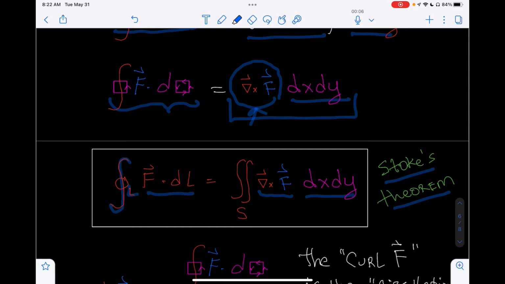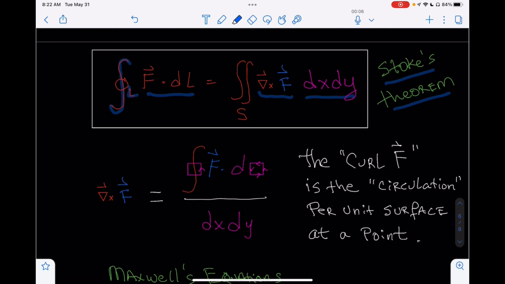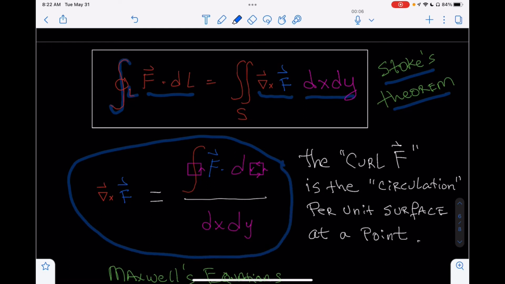But the key here is to remember that the curl, right, is defined as the circulation per unit surface at a small point. And if you remember this right here, that's all you need to remember. If you remember this, and you remember that all you need to do is add them all up over a surface, then you remember Stokes theorem, and it's going to make everything about the curl far more intuitive. And we'll use an example here with Maxwell's equation next.